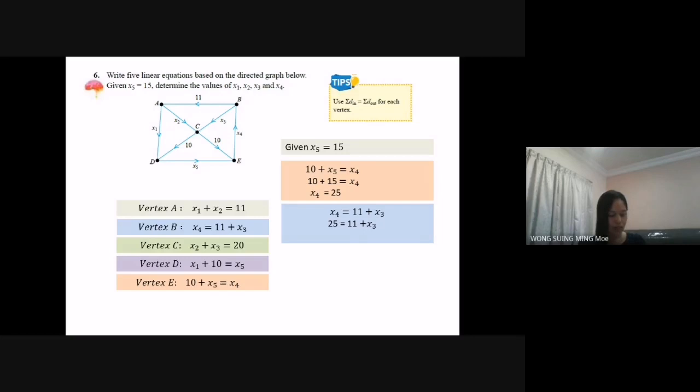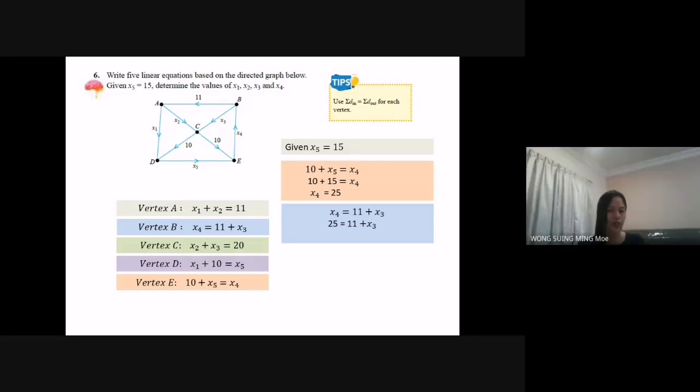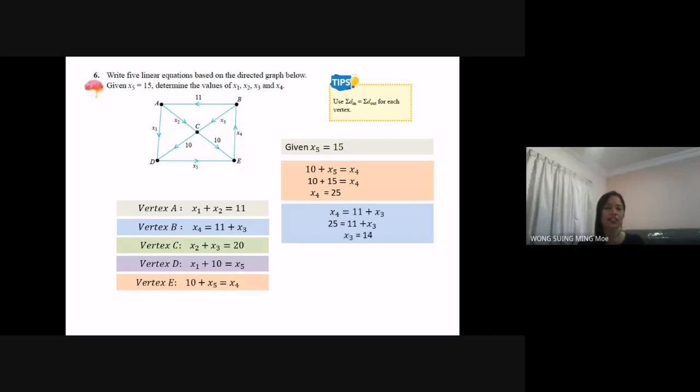Ku Ashraf, here or not? Yes, teacher. Tell me, S3 equal to what? S3 equals to 14, is it? Okay, yes, very good. Because S3 equal to 25 minus 11 equal to 14. Very good.